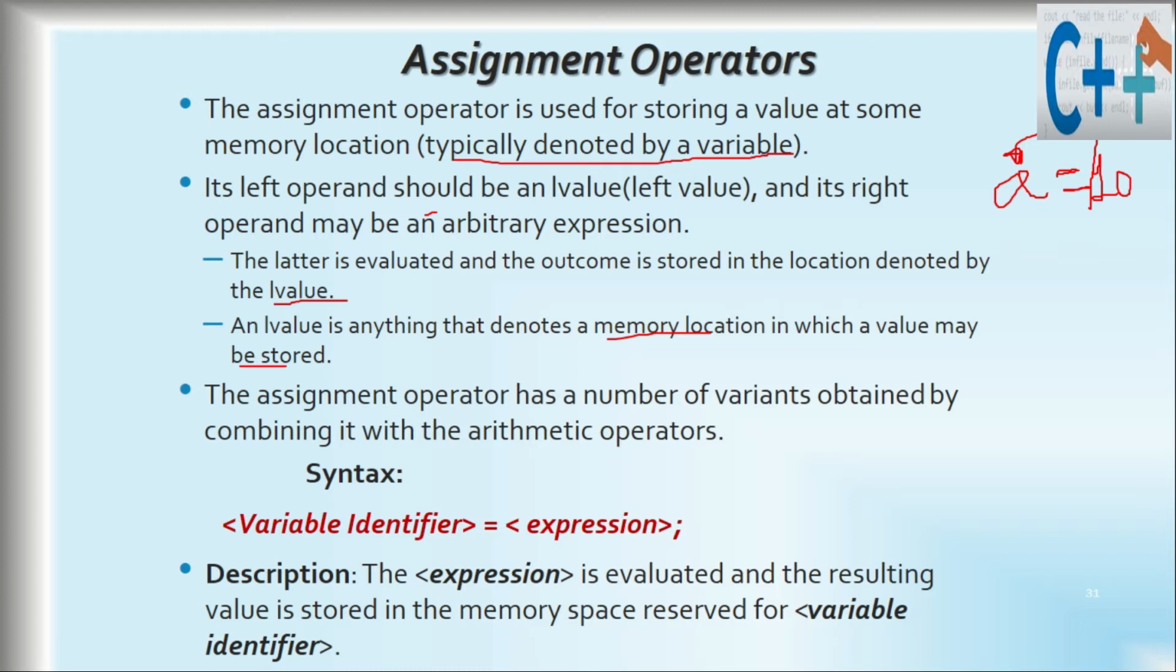Okay, the next one. The assignment operator has a number of varieties obtained by combining it with the arithmetic operators. Syntax: variable identifier equals expression, like this one. Description: the expression is evaluated and the result value is stored in the memory space reserved for that variable identifier. You see this one? Good.